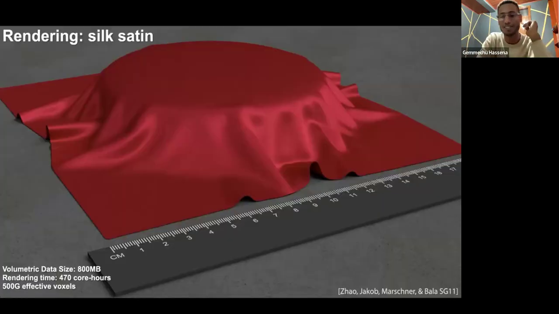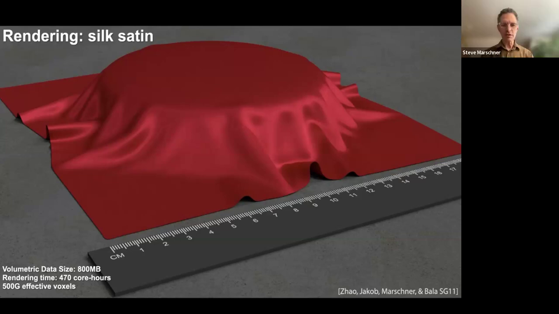Here's a rendering of that silk satin material. This is some years later, so we are able to use brute force. This is just a path tracing of that volume. At the time, it took 470 core hours to make one frame of this sequence. If you zoom in, you can see that the weave structure is there.